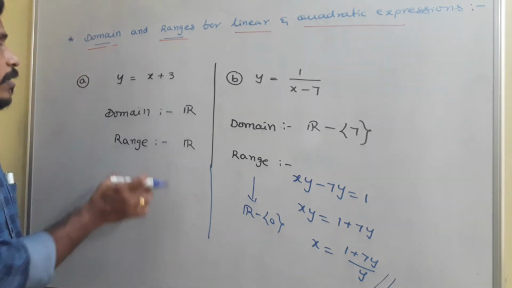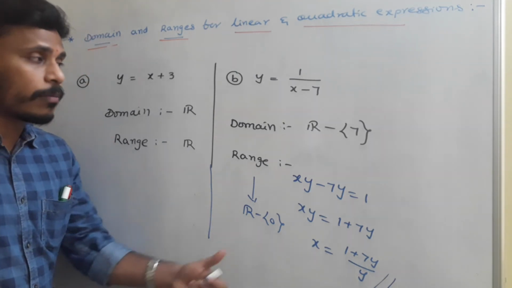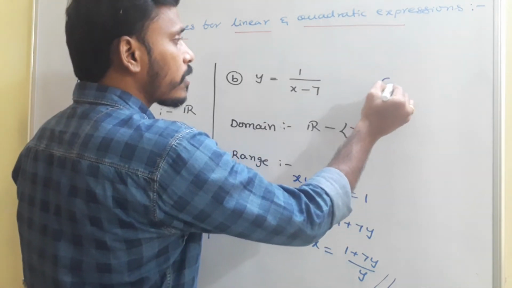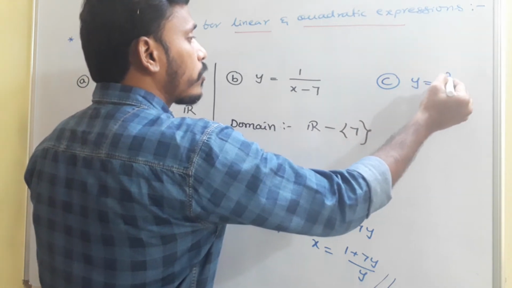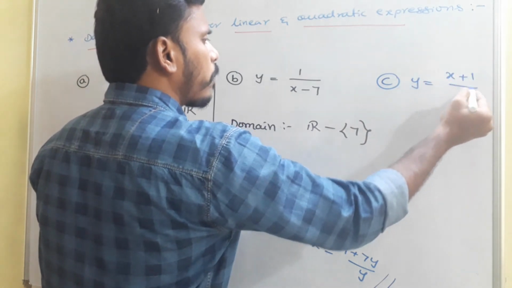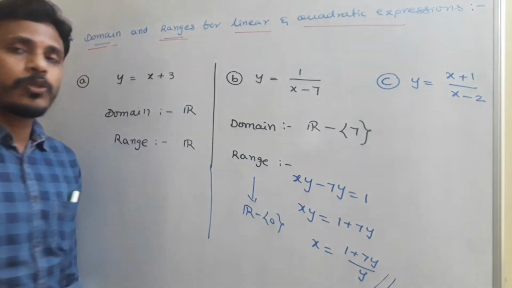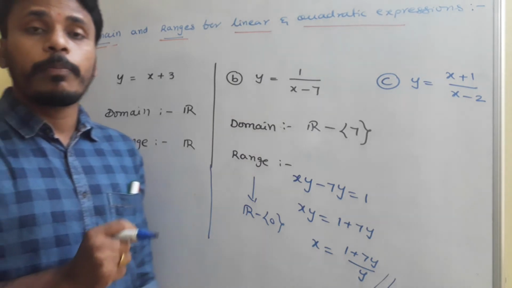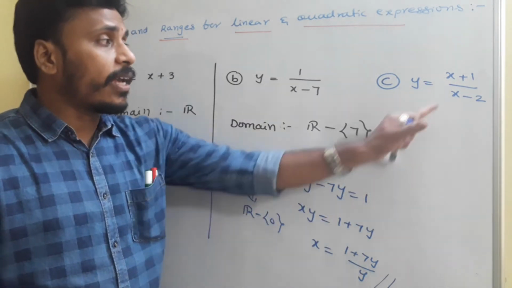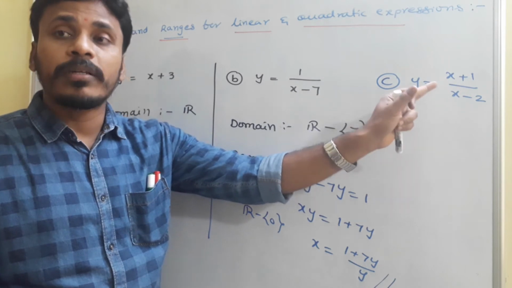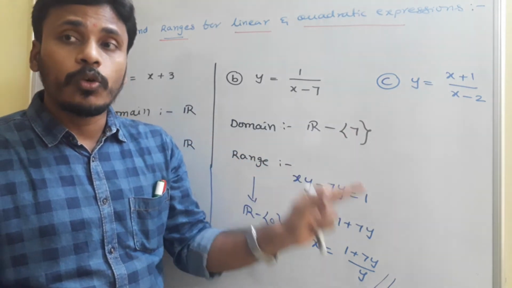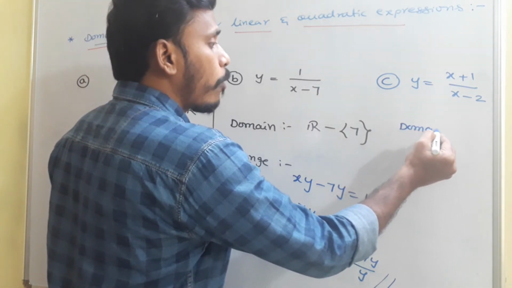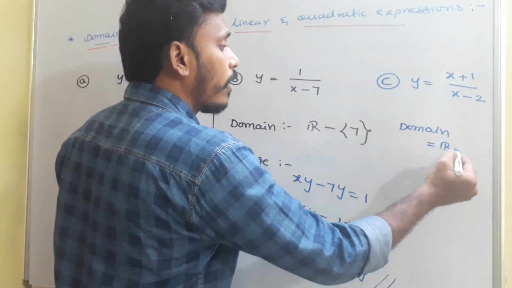Okay? So this is about the domain and range of 1 by x minus 7. One more problem I will give you. Suppose y equals (x plus 1) by (x minus 2). What do you say about the domain and what do you say about the range? Simply, domain is nothing but possible inputs for x. For x, the inputs are all the real numbers except 2. Why? Because at x equals 2, the denominator will become 0. So you need to remove that 2. So domain is simply all the real numbers minus 2.